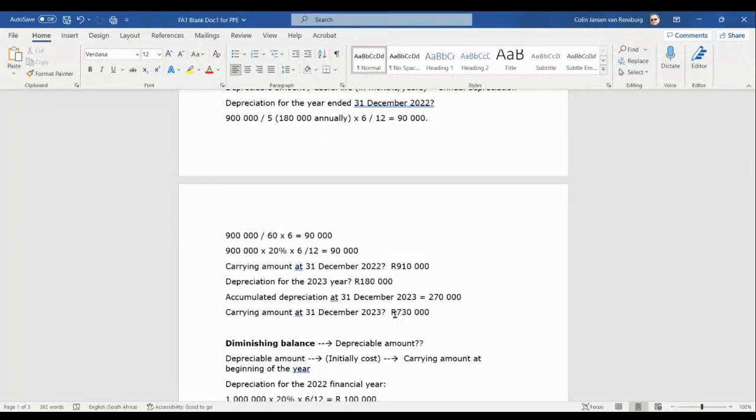So we can now, if we want to go 1 year further, we know that in the year after this, in the 2024 year, we're going to depreciate it by another 180,000 rands, right? So then our accumulated depreciation at the end of 2024 will be 270,000 plus another 180,000. So that gives us 450,000 looks like. If I just calculate that quickly in my head, which means that our carrying amount at the 2024 year end will be 180,000 less than that. Now that I can't calculate in my head, but in any case, let me grab the calculator again.